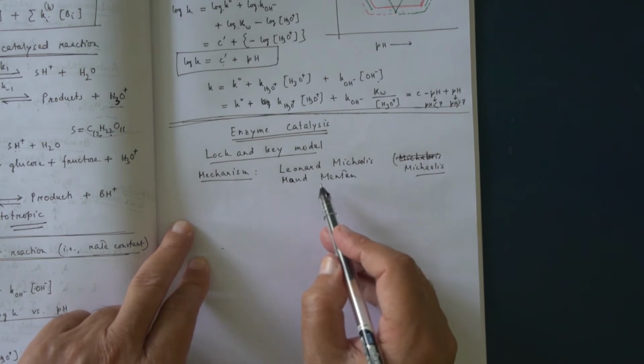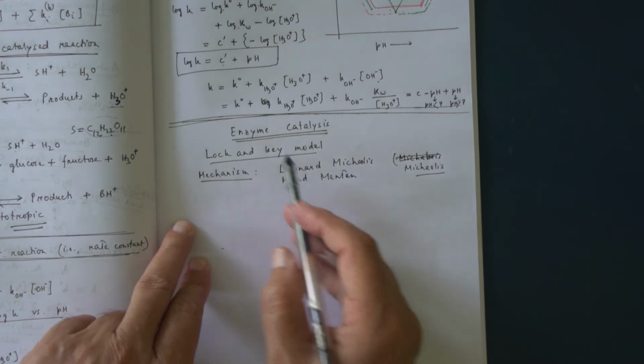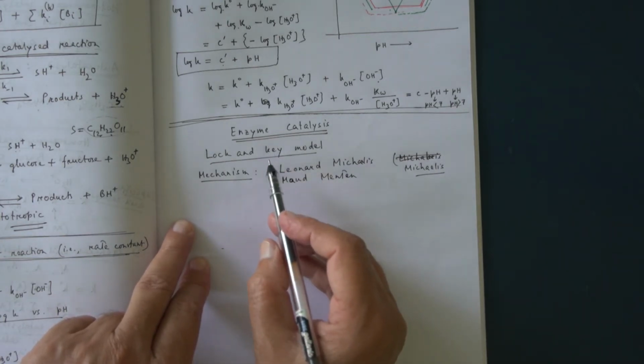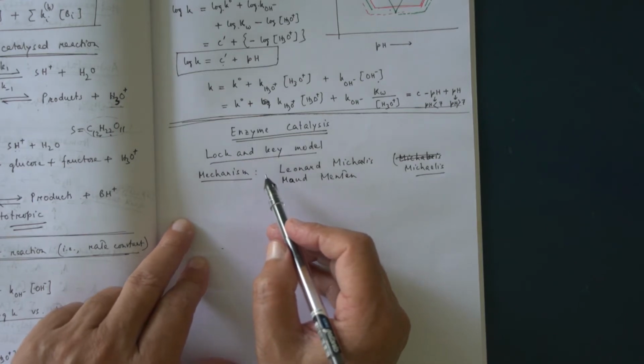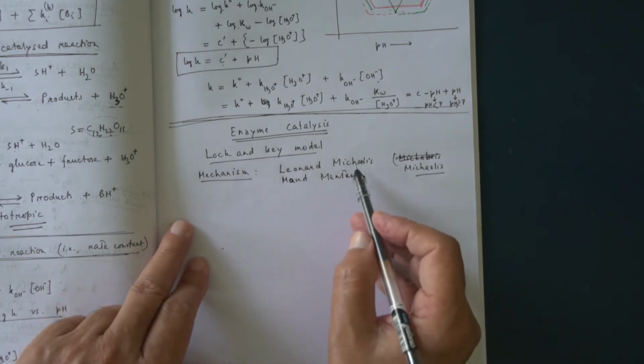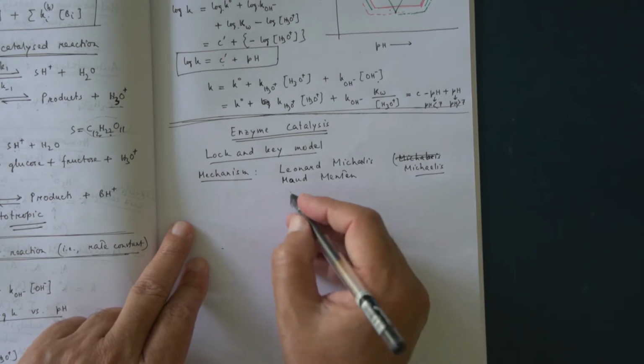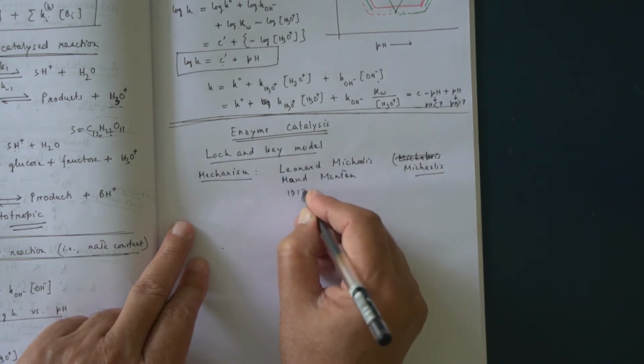Leonard Michaelis and Maud Menten. The mechanism of enzyme catalyzed reaction was given by Michaelis and Menten in 1913.